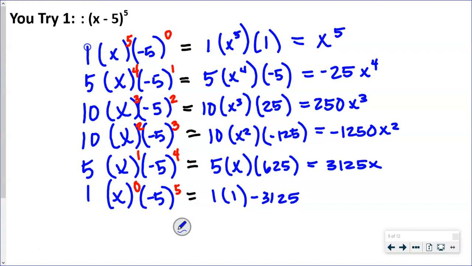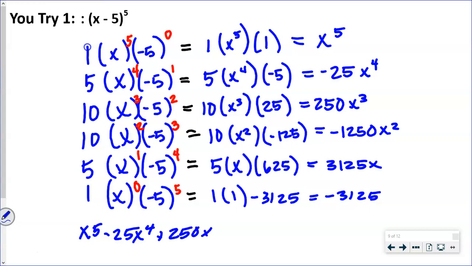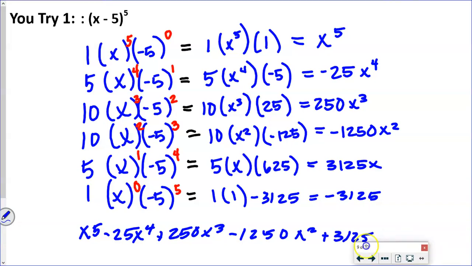Okay, so that's going to be negative 3125. Now we're just going to write it out. So this one's going to have 5 terms again, remember. So this is x to the 5th minus 25 x to the 4th plus 150 x to the 3rd minus 1,250 x squared plus 3,125 x minus 3,125.